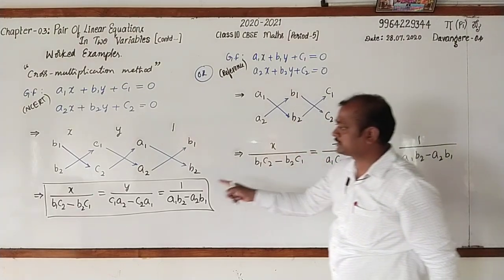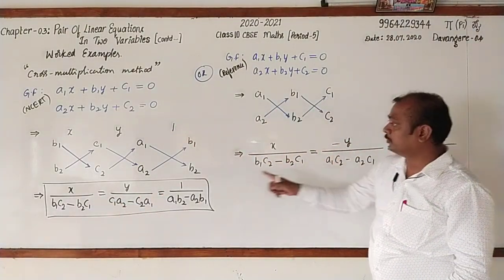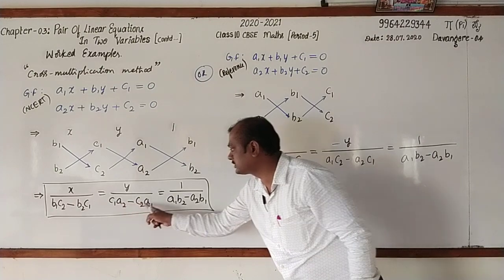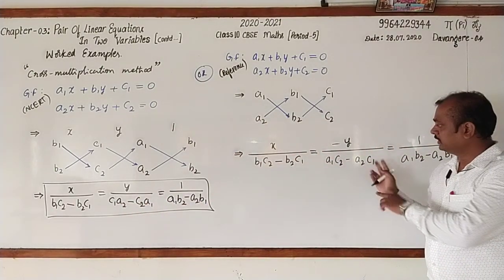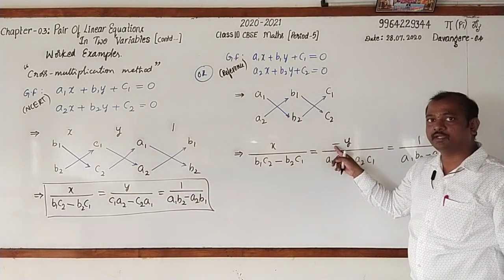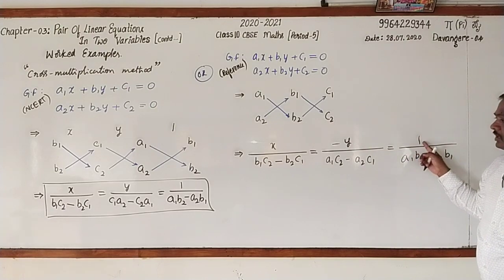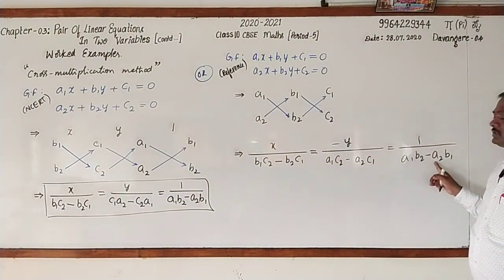Observe it. x by B1 C2 minus B2 C1. y by C1 A2 minus C2 A1. But here it is A1 C2 minus A2 C1. It is just that the sign is interchanged, hence I have written minus y. Next, constant 1 by A1 B2 minus A2 B1.